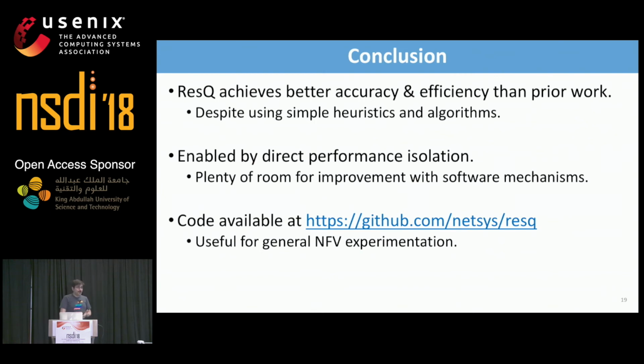There is plenty of room for improvement with software mechanisms to complement the hardware isolation. For example, there is a great work at HPCA this year called K-part that shows how we can achieve better granularity of sharing, and that can complement this work. And finally, the code is available on GitHub, and this is generally useful for NFV experimentation. With that, I thank you and happy to take questions.